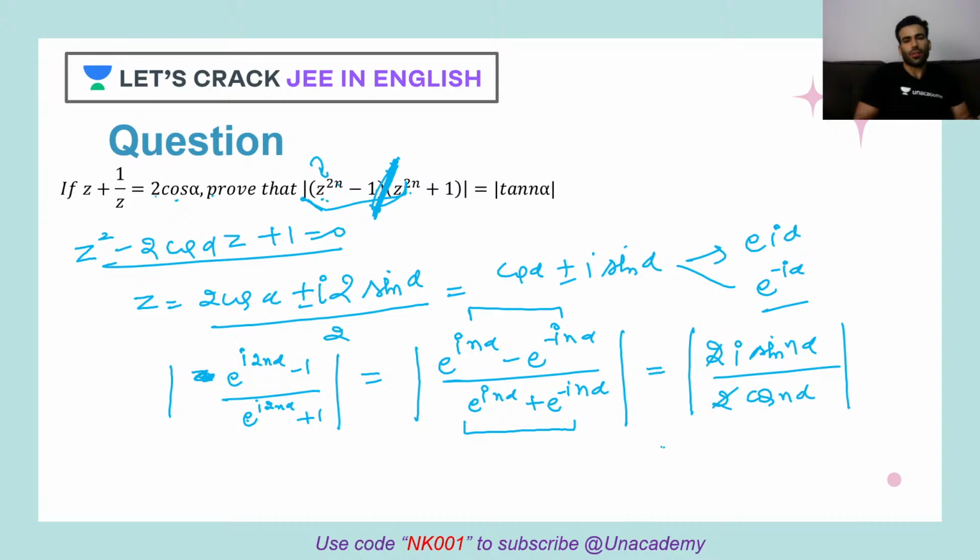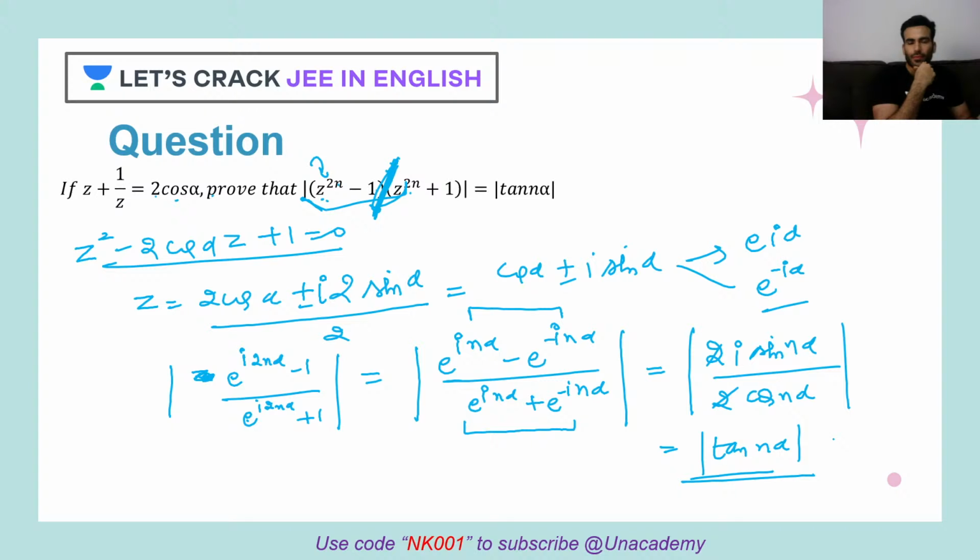2 will cancel out. So when we calculate the mod of this, iota tan alpha, it's purely imaginary. So mod will be what? Only tan of n alpha, and it should be positive. So that's why he kept the mod sign. You can prove it for minus iota alpha also, you'll get the same answer.